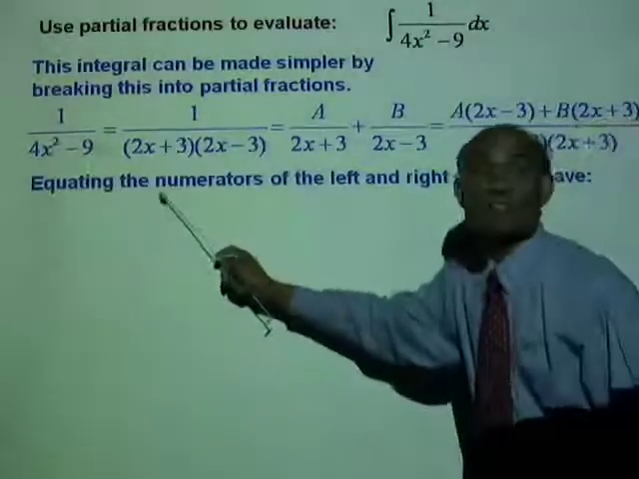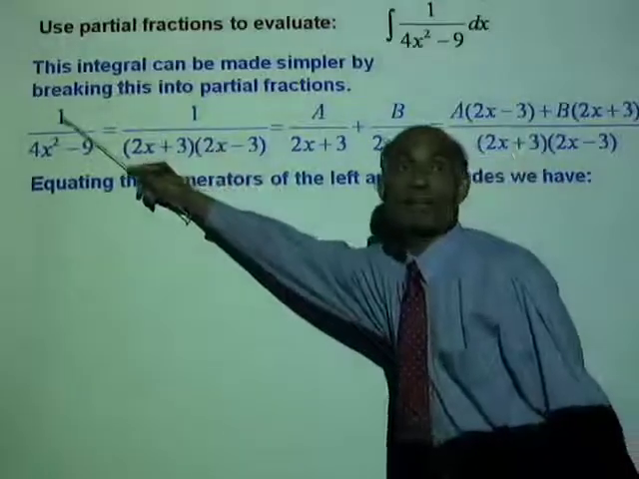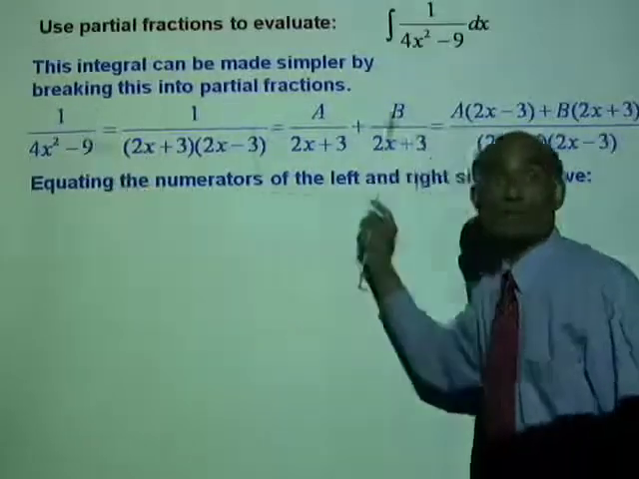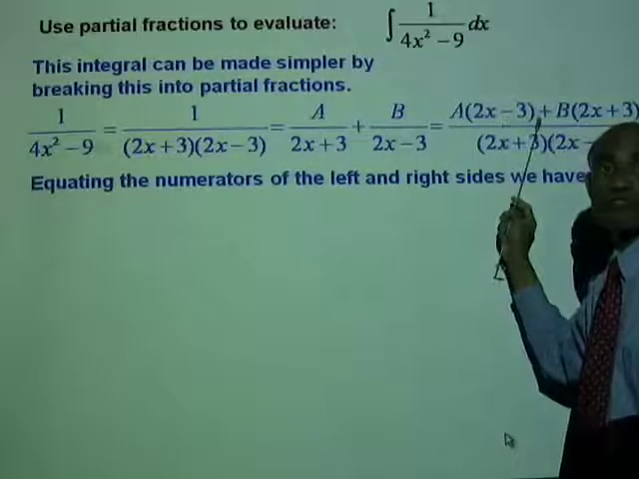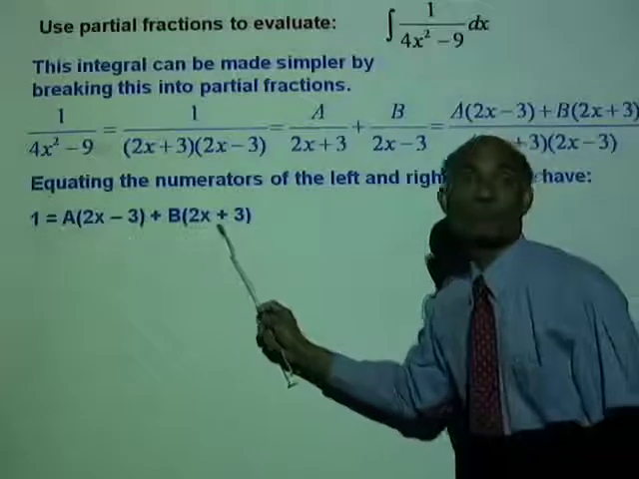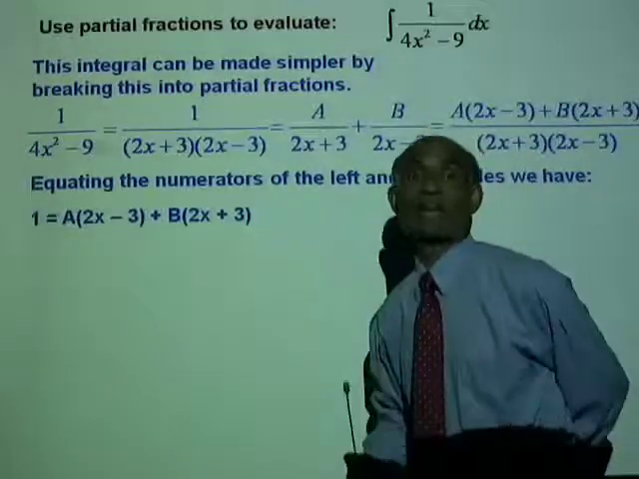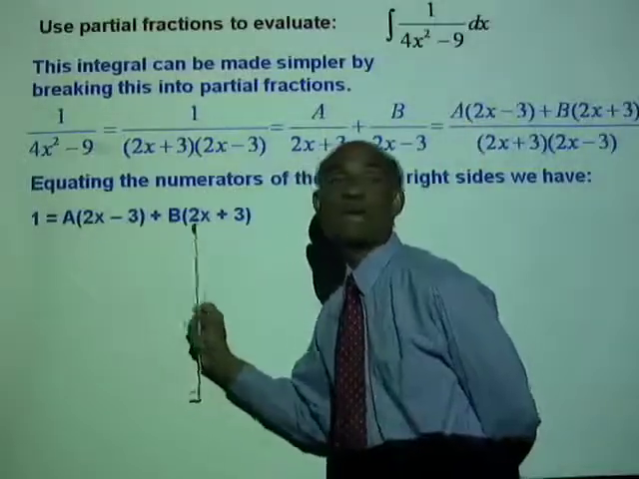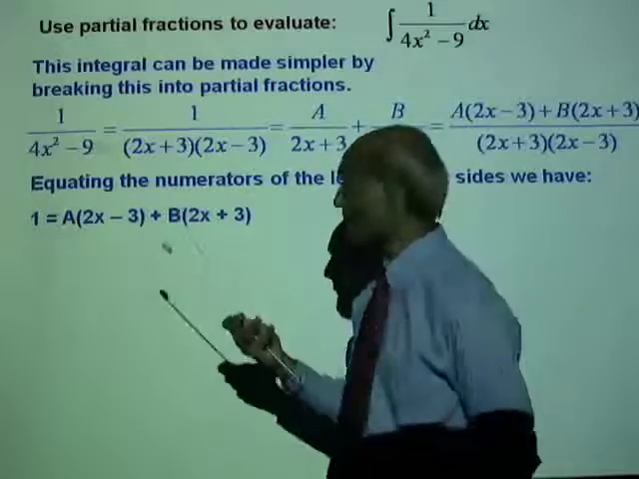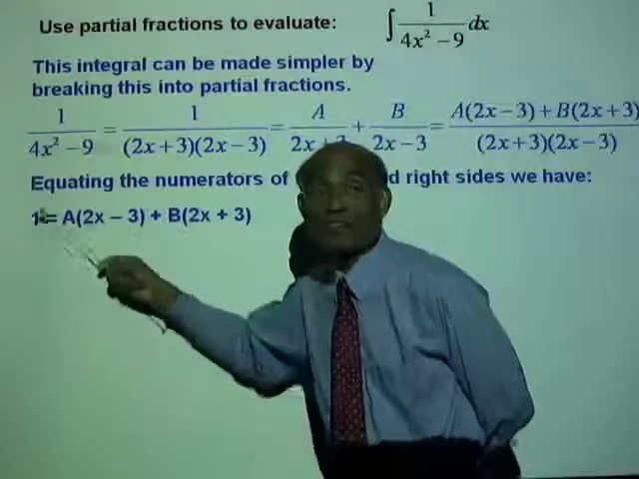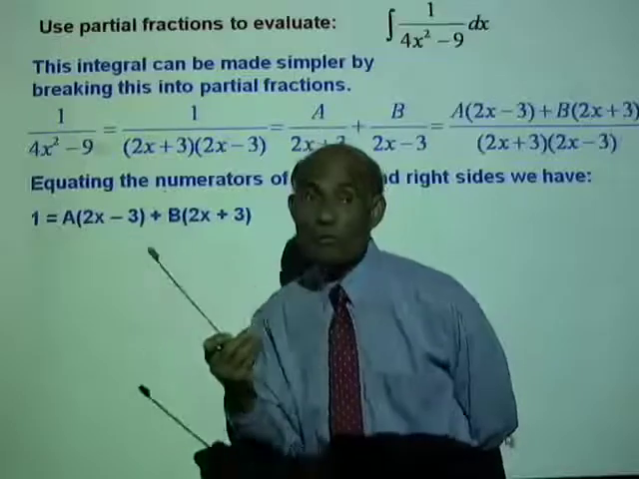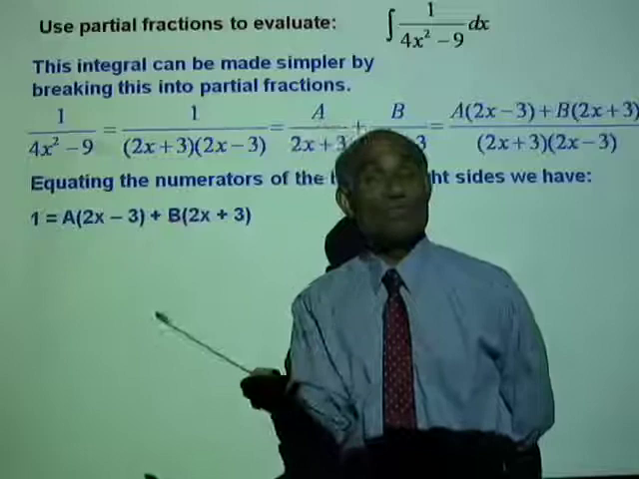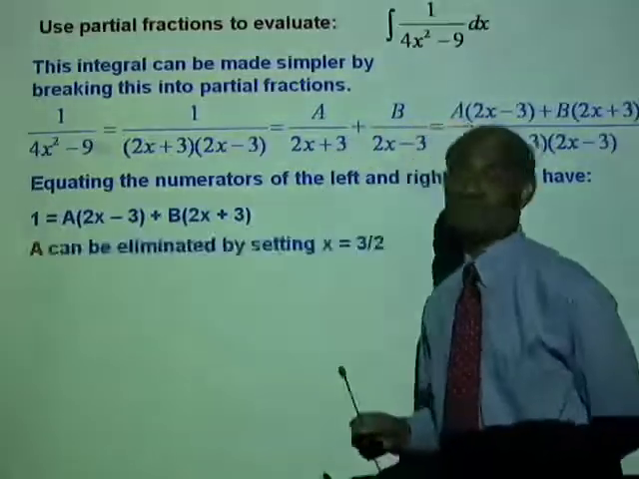Alright? So equating the numerators of the left hand side and the right hand side, what do we get? 1 equal to A times (2x minus 3) plus B times (2x plus 3). Alright, what's the next step? Our aim is to find the values of A and B. That means find appropriate values of x. This is an identity. Find appropriate values of x that will reduce either A to 0 or B to 0.